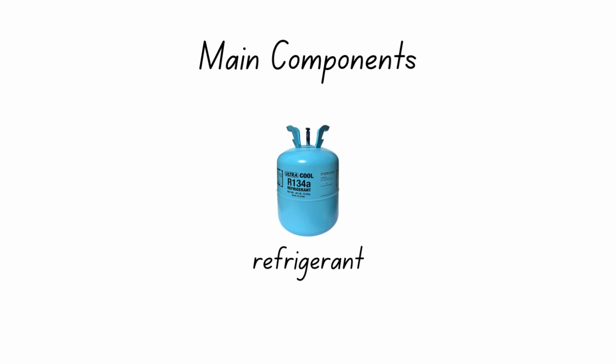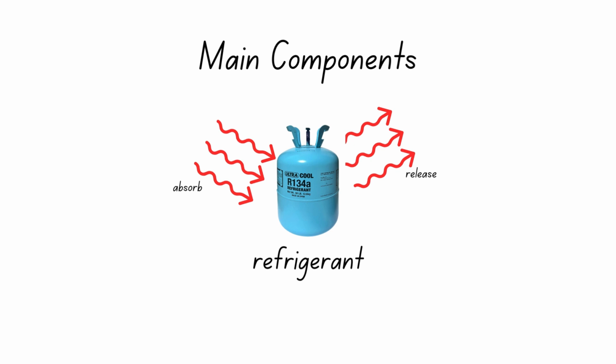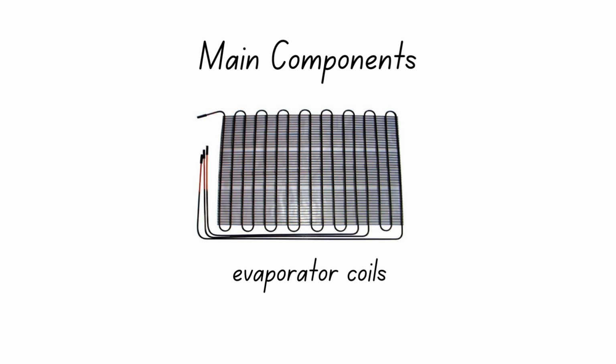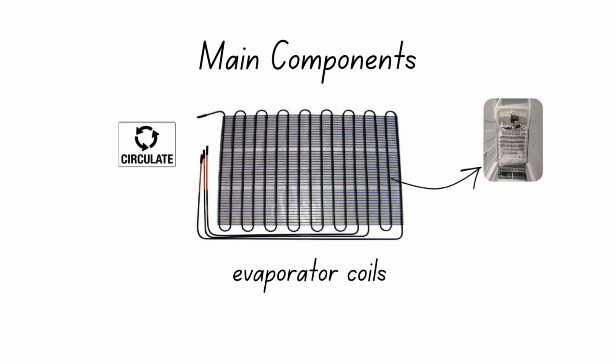Let's take a closer look at the main components that make up a refrigerator. The refrigerant. This is the working fluid that absorbs and releases heat as it cycles through the system. This fluid is highly volatile, meaning it easily transitions between liquid and gas states. Evaporator coils. These are located inside the fridge. The refrigerant, in liquid state, circulates through these coils and evaporates inside them.